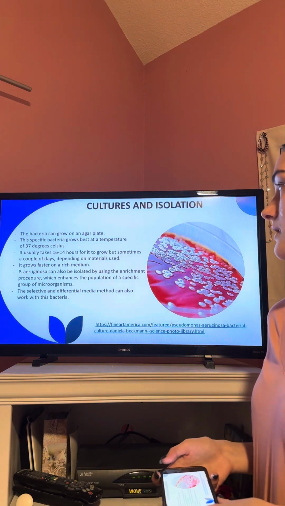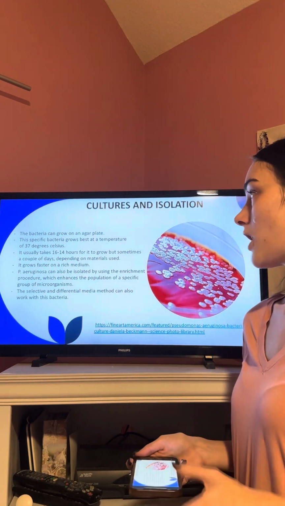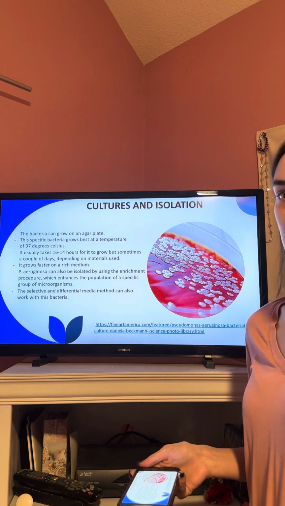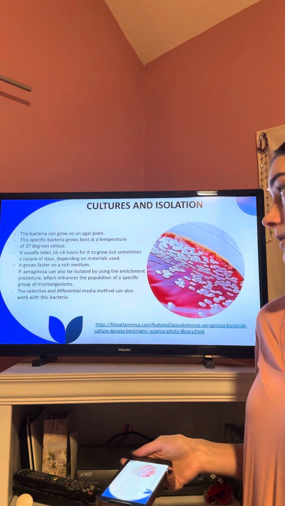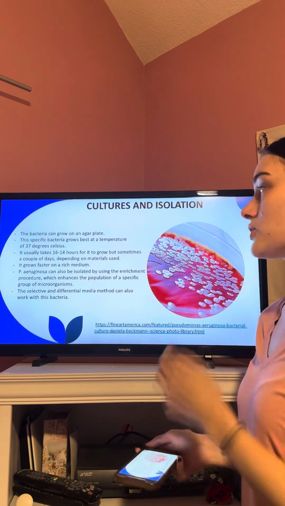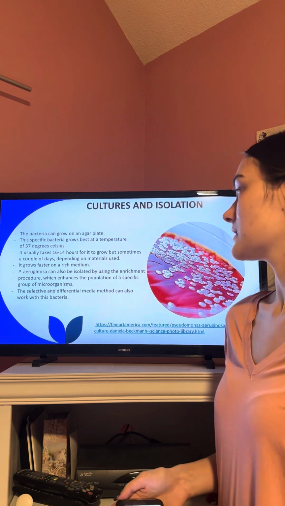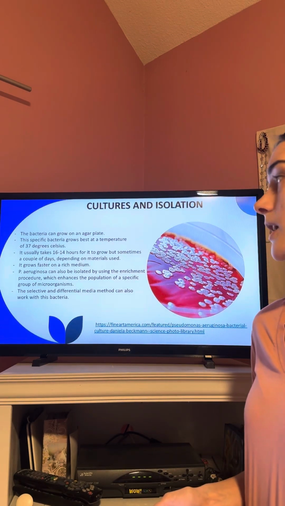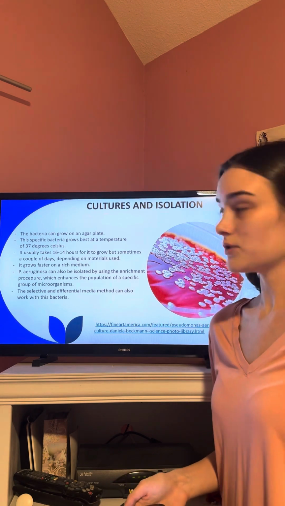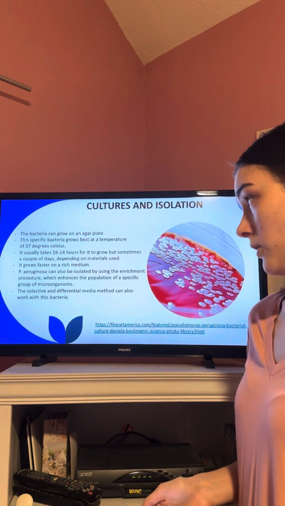Cultures and isolation. The bacteria can grow on an agar plate. The specific bacteria grows best at 37 degrees Celsius. It usually takes about 16 to 14 hours to grow, but sometimes a couple of days depending on the materials used. It grows faster though on a rich medium.